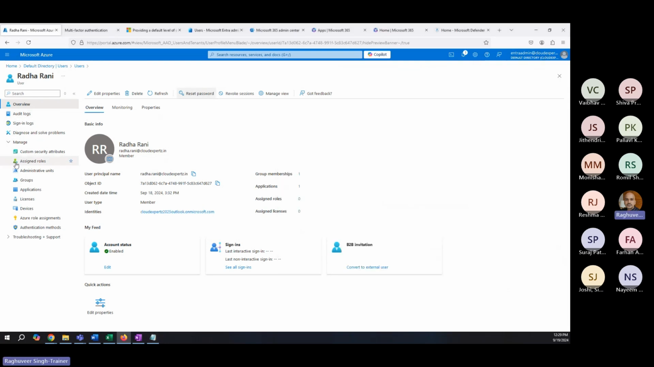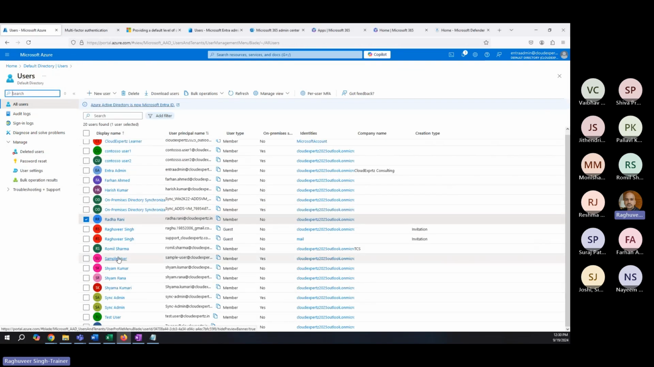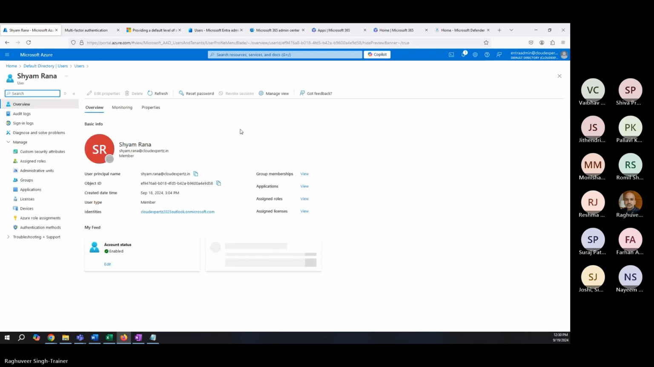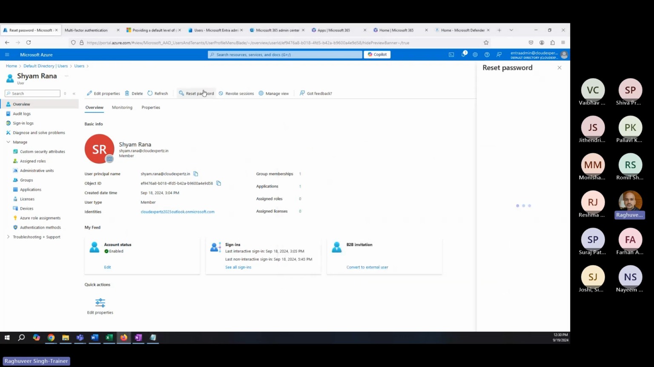Then I will get a temp password for the other user also. I also need the UPN of the user to sign in. So UPN I've got. Similarly, I will take the information for the other user also, which is Shyam Rana, for whom MFA is enabled. So I'll capture the UPN. I'll also capture the password. I've captured it.